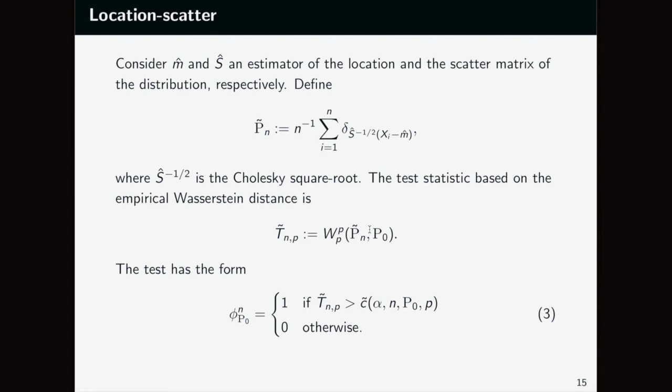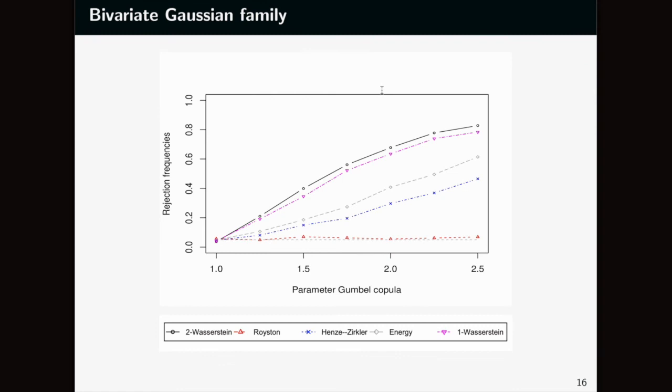A particular location scatter family that attracts a lot of attention is the Gaussian family. Here, we place ourselves in the bivariate case, and we will compare the test proposed with the test by Royston, the test by Henze and Zirkler, and the test based on the energy distance that was proposed by Szekely and Rizzo. The alternatives that are considered are distributions with a Gumbel copula and Gaussian standard margins. And we can see here that the test based on the Wasserstein distance is outperforming the others.